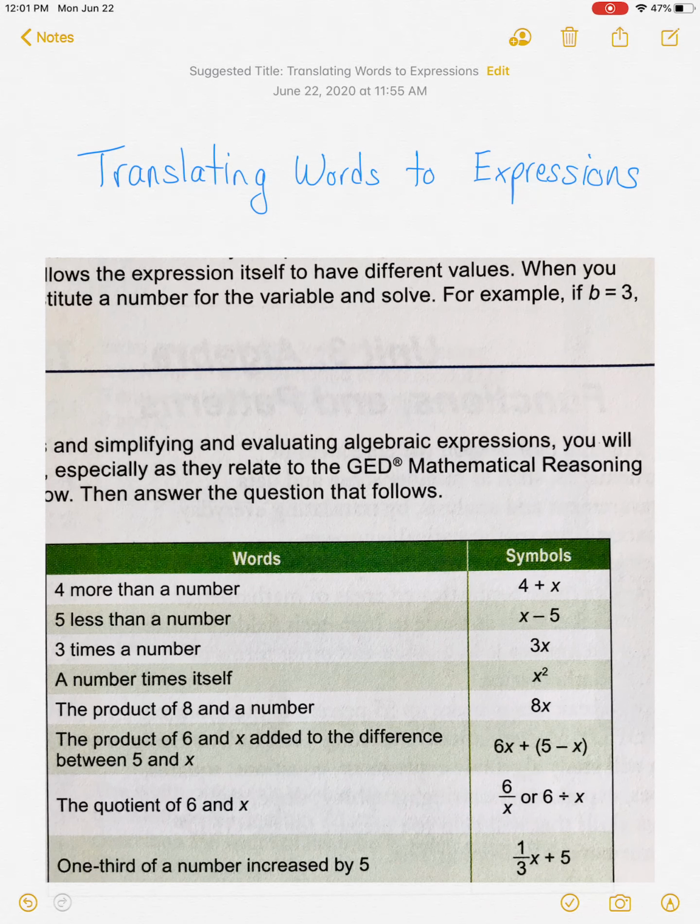Okay, today we're going to talk and I'm going to show you just a couple tricks for how to translate words, phrases, and sentences to expressions in math. One of the most intimidating things about math can be the word problems.